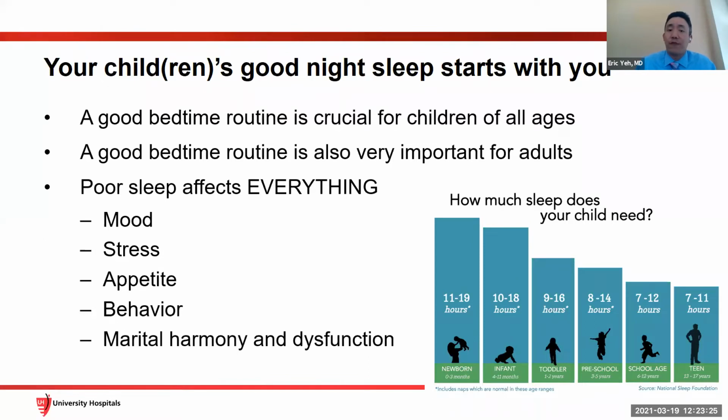So just a real quick refresher here. Infants and newborns sleep all the time. Before they turn toddler, it's 10 to 18 hours, and then 9 to 16 hours as a toddler. Preschool age, 8 to 14. Anywhere in between that is okay, and that includes your naps. One of the questions in the Q&A is whether your 7 hours includes naps, and the answer is yes.